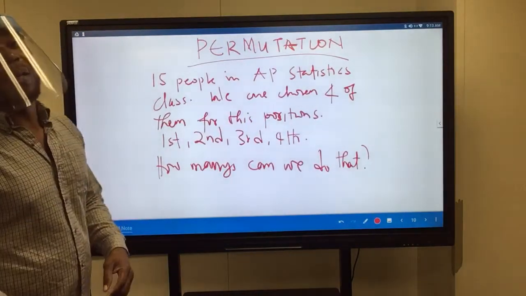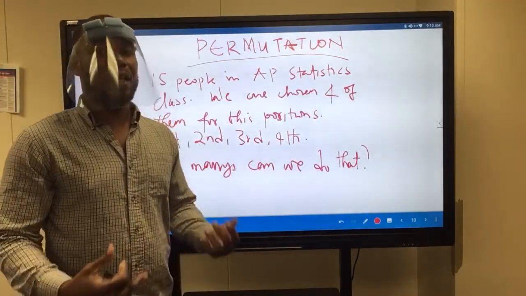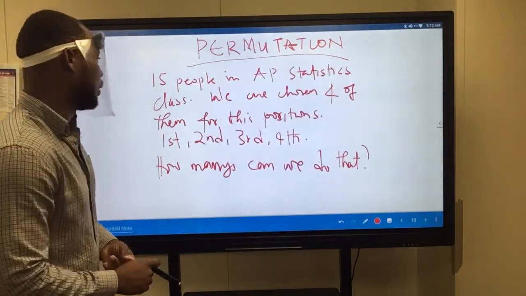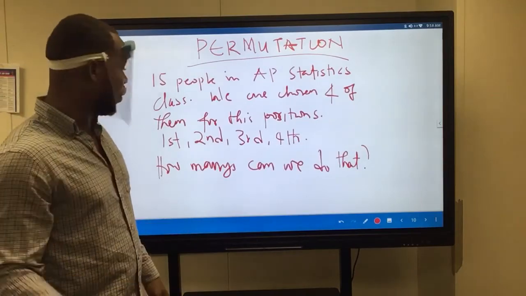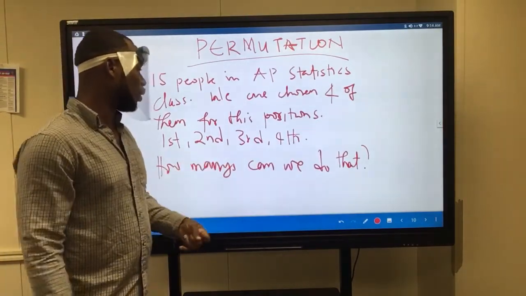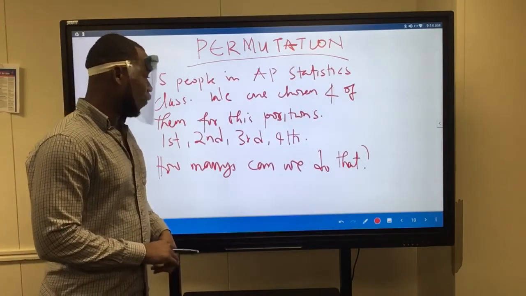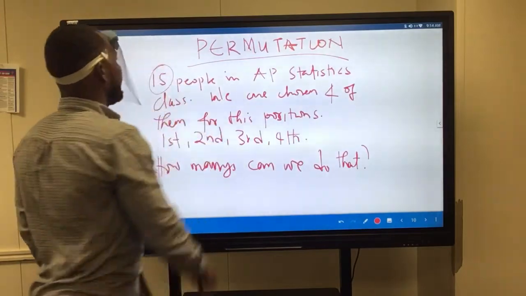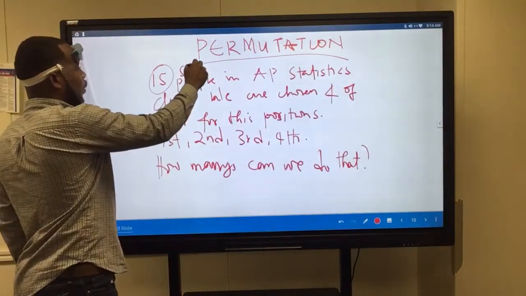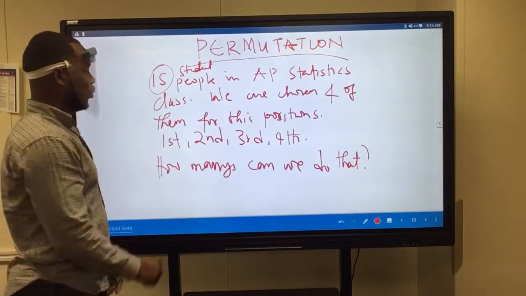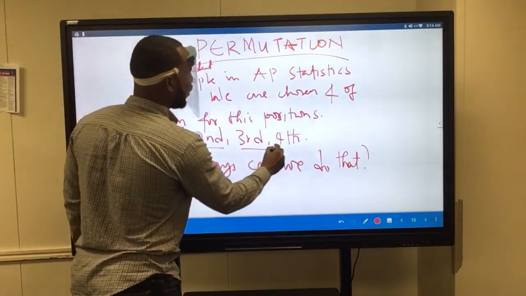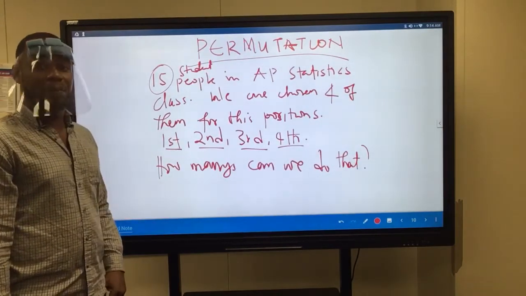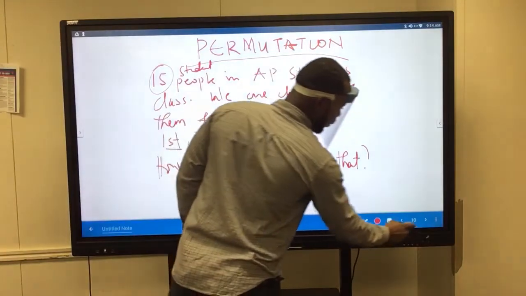Now, we are looking at permutation. So we have come to permutation. Assuming that there are 15 people in my AP Statistics class, and we have to choose only 4 of them for first position, second position, third position, and then the 4th position. We are choosing from 15 students to be precise, for first, second, third and 4th position, and there are 15 people competing for those positions. This is how we solve that question.